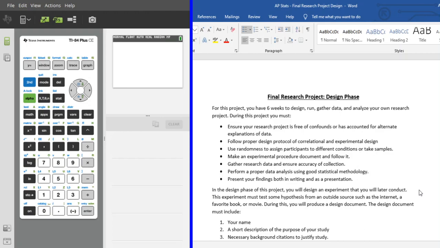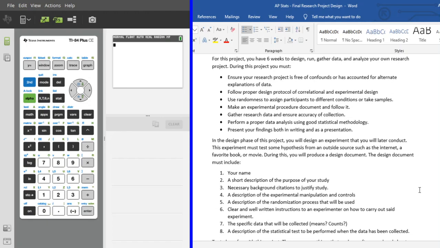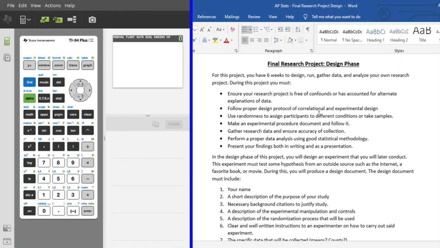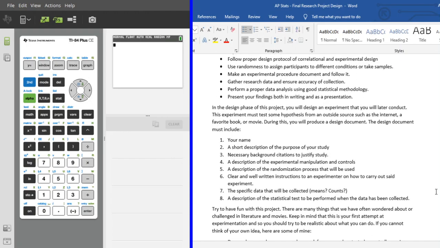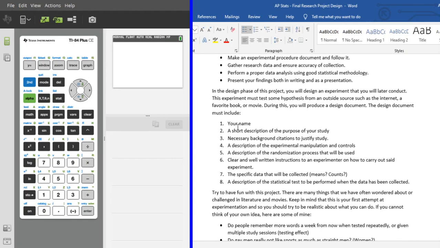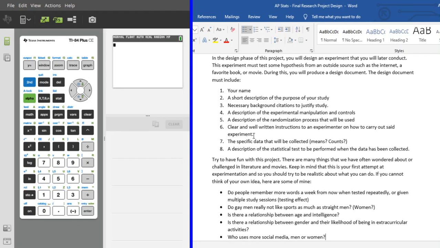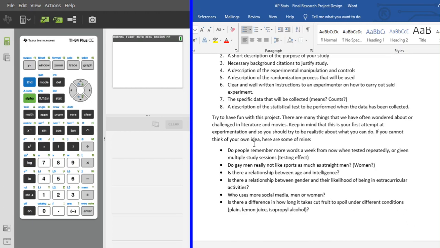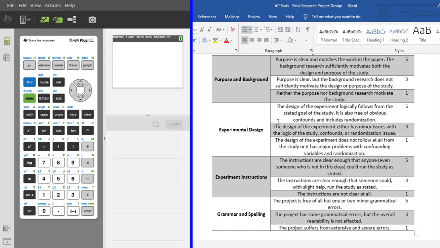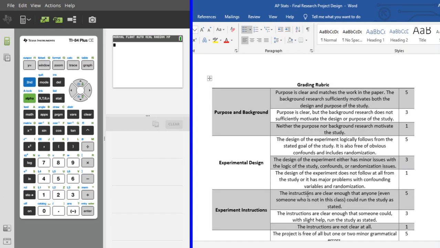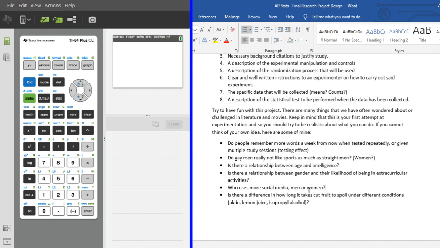On the actual website that you'll find, the Google Classroom, you'll notice that there are multiple documents. This first document is simply the design phase research document, which happens to contain a brief description of things that must be included, along with a couple of ideas for what you can do, and finally the grading rubric being on the second page.